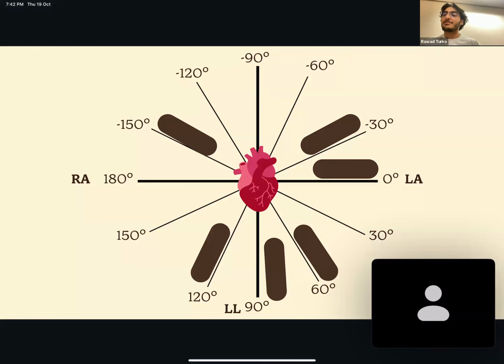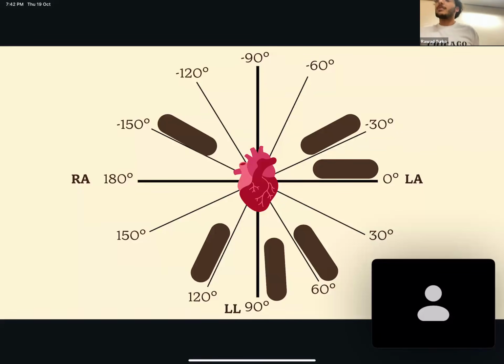Okay? So imagine you have a person standing in front of you, and you want to draw a circle around their heart or around their body and place their heart in the very center of that circle. And then we're going to put some angles on that circle. We're going to make it look sort of like the unit circle from math. This has nothing to do with the unit circle, by the way. It's just what it looks like.